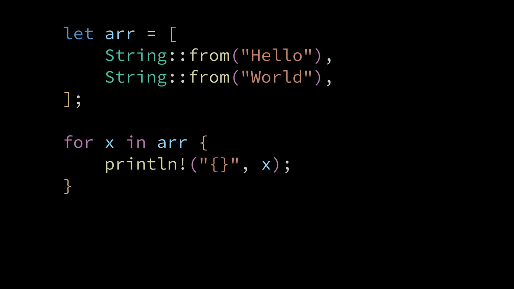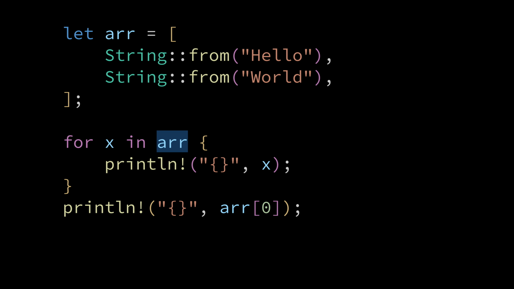This is the dynamic string type, and it can't be copied because it owns a heap allocation. That means this array is also a non-copyable type. So when I pass the array into the for loop by value, it's a move. The loop consumes the array. If I try to use the array again after the loop, that's an error. Use of moved value. The array was moved into the for loop and we no longer have it.